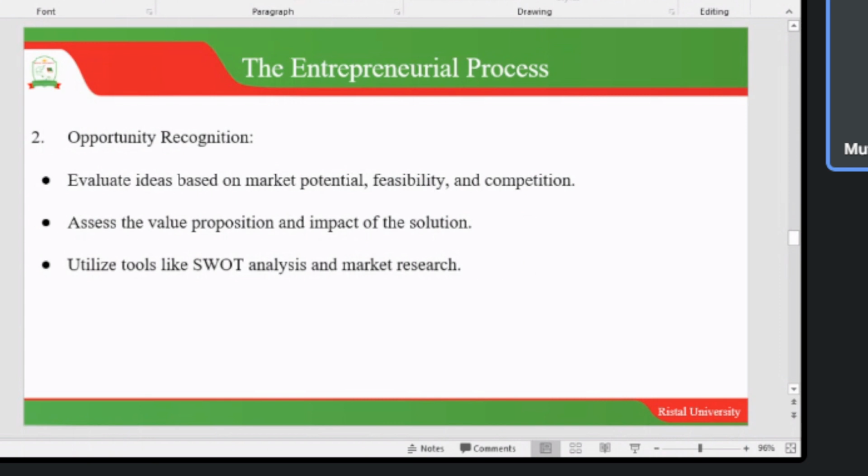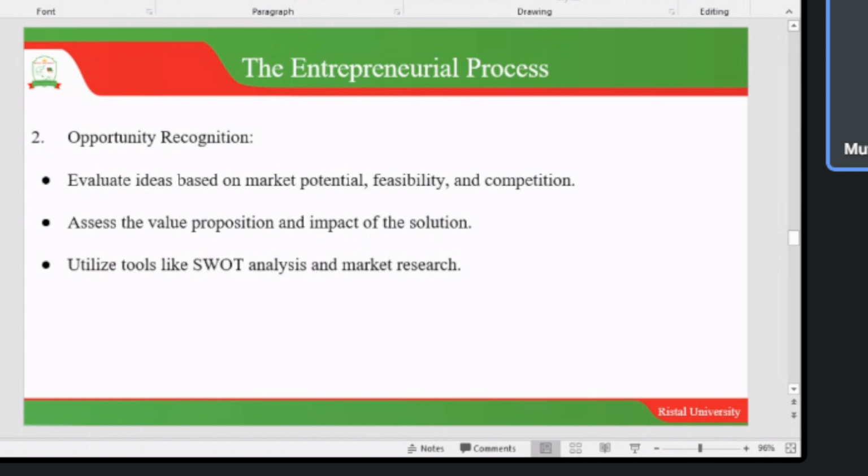Okay. Then we look at also competition. How many other people are doing what we are proposing to do? And how can we go about this competition? Then the other issue in opportunity recognition is assessing the value proposition and impact of the solution. And when we talk about value proposition, we are looking at that statement which communicates the unique benefits and value that will be derived from the service or product that is being offered by these entrepreneurs.